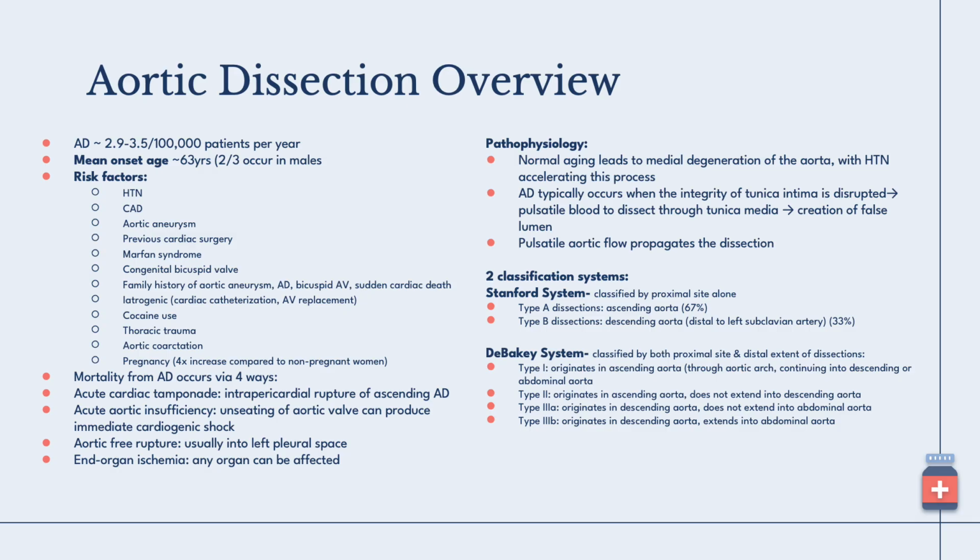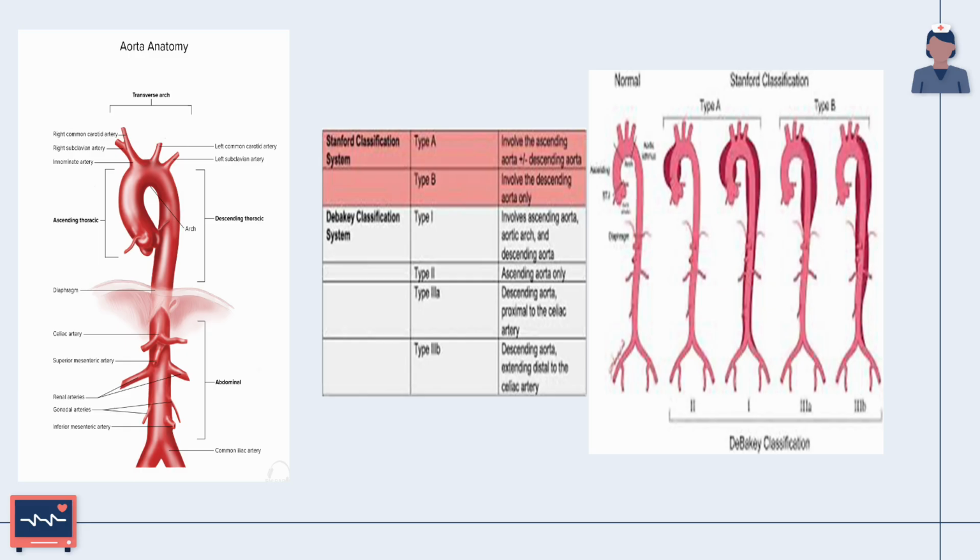So the pathophysiology, normal aging can lead to degeneration of the aorta, and certainly those patients who are hypertensive can accelerate that process. So there's 2 classification systems here. I most commonly use the Stanford system, and it's classified by the site. So here are images of the sites of the dissection occurring and the system to classify it.